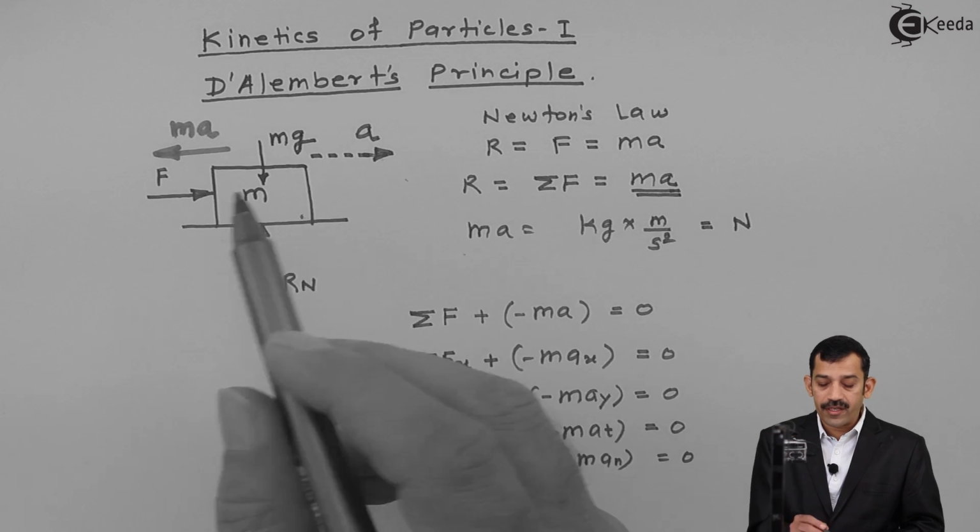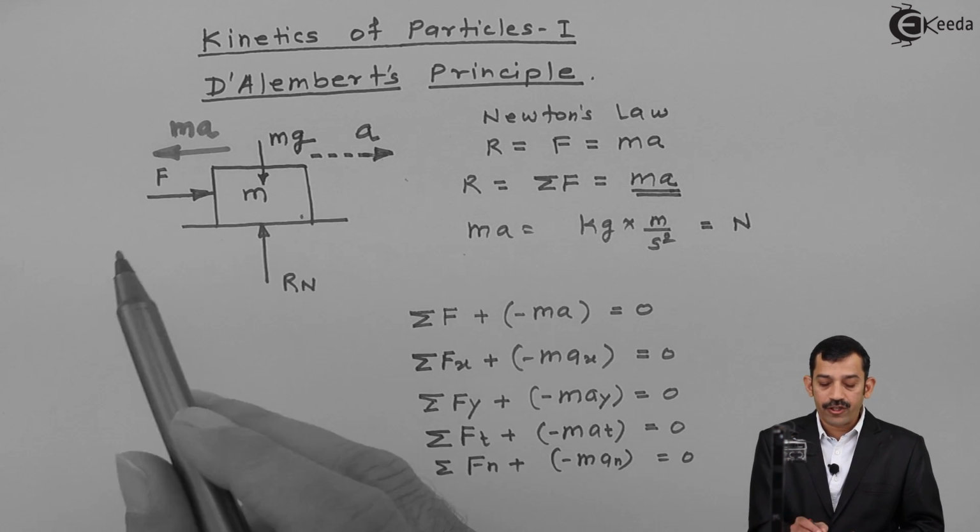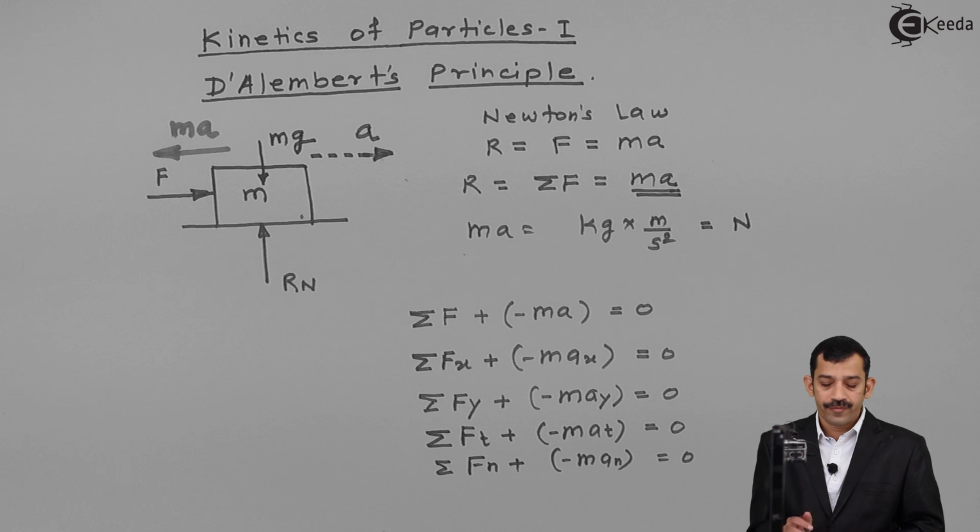That means if you want to apply the equation, what will we do? Can you write summation of all forces along the x-axis equal to 0? That means F minus ma equal to 0. That means F equal to ma. Basically what you are getting is Newton's law.